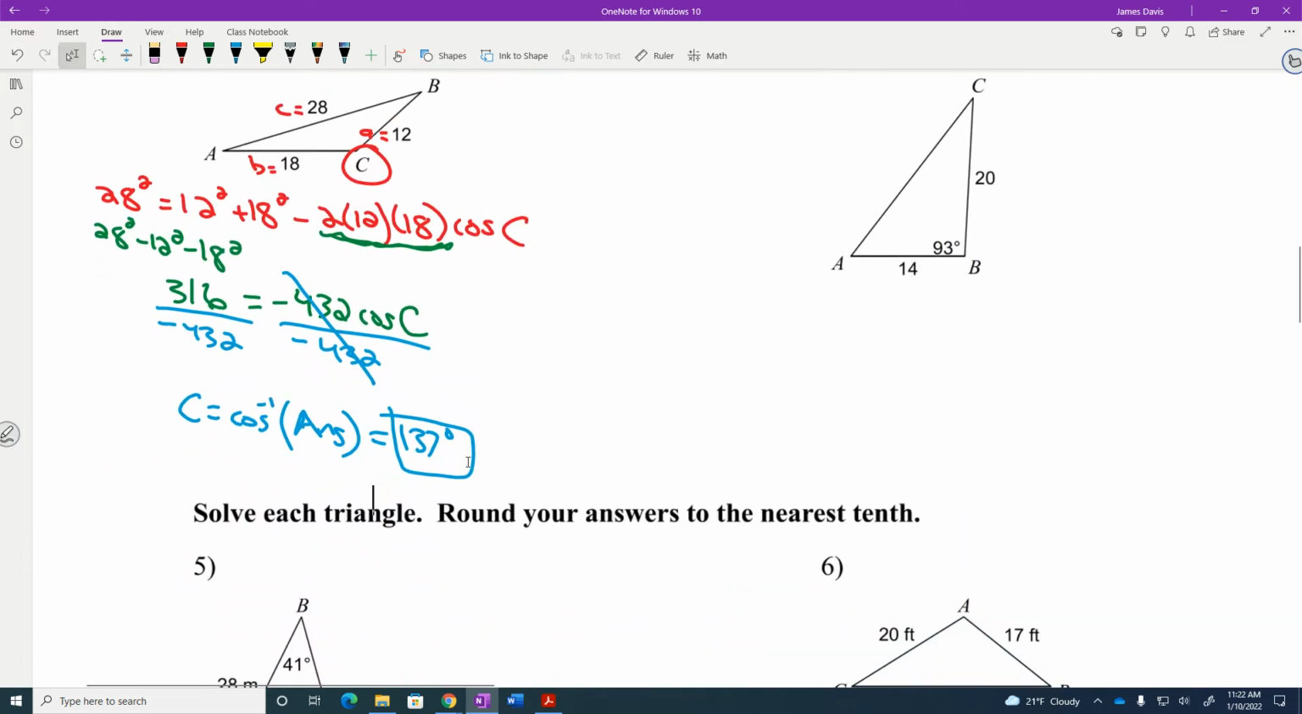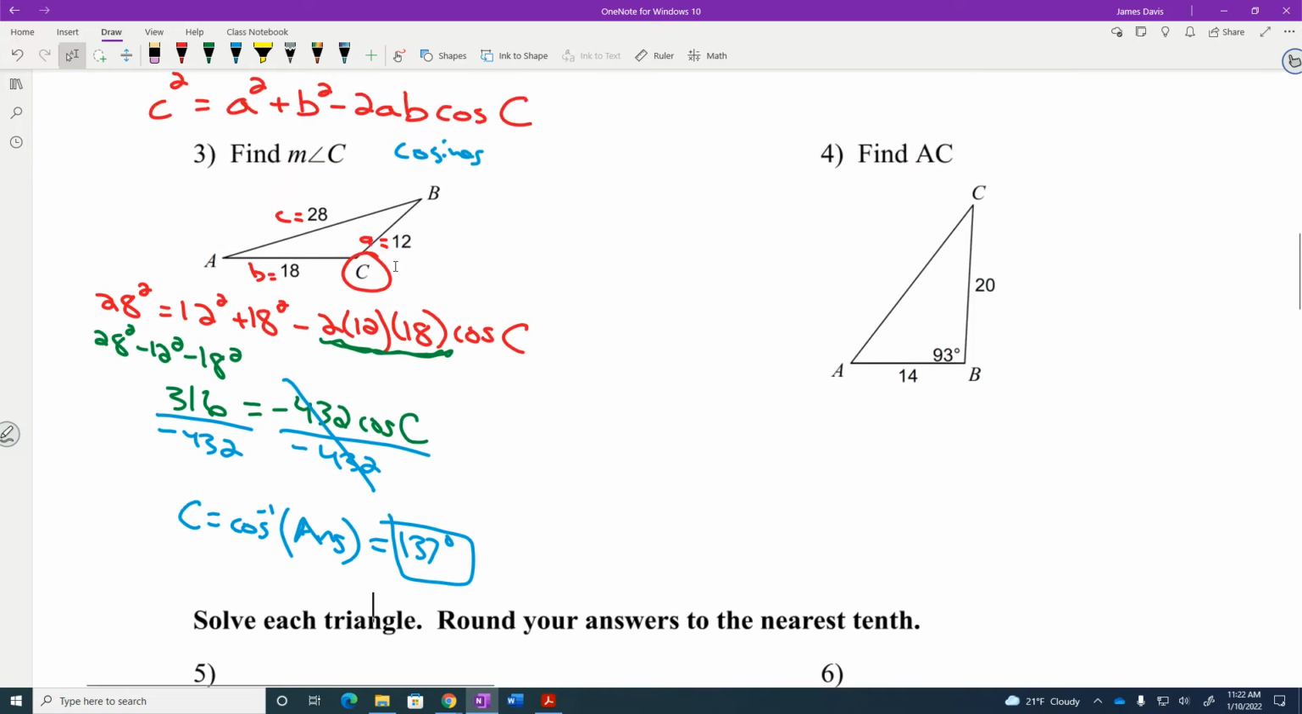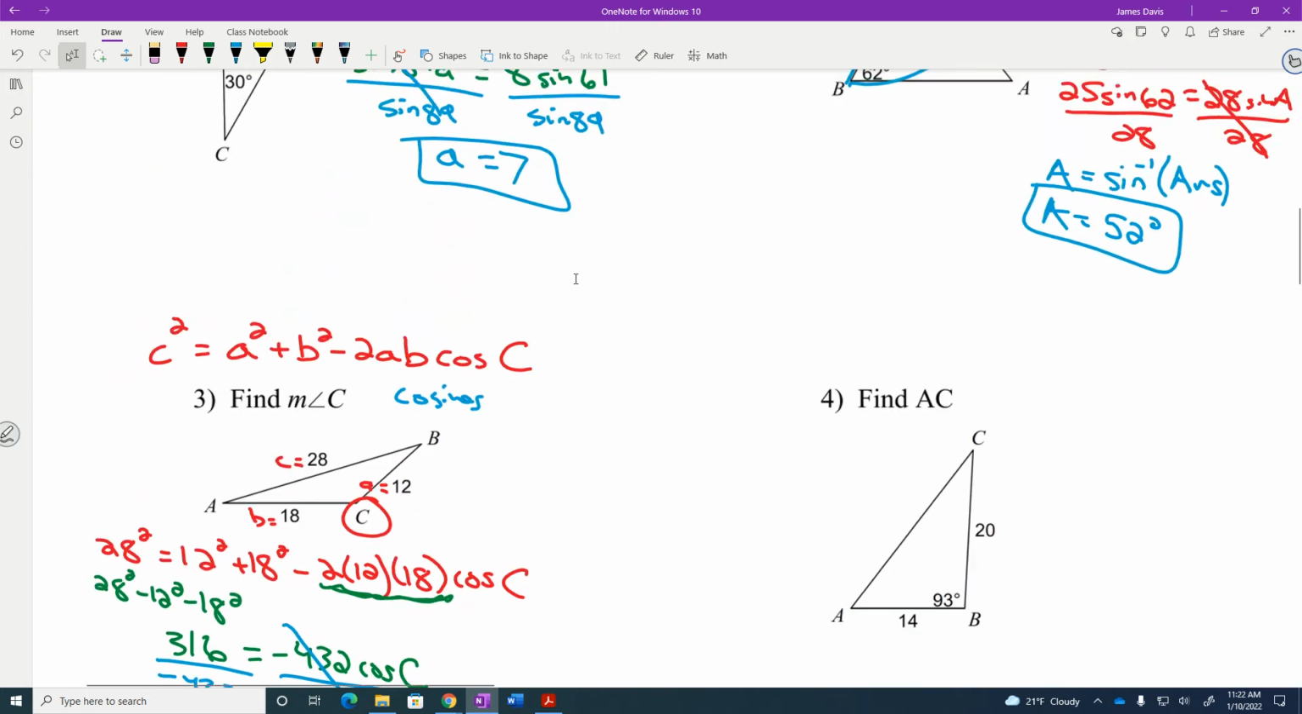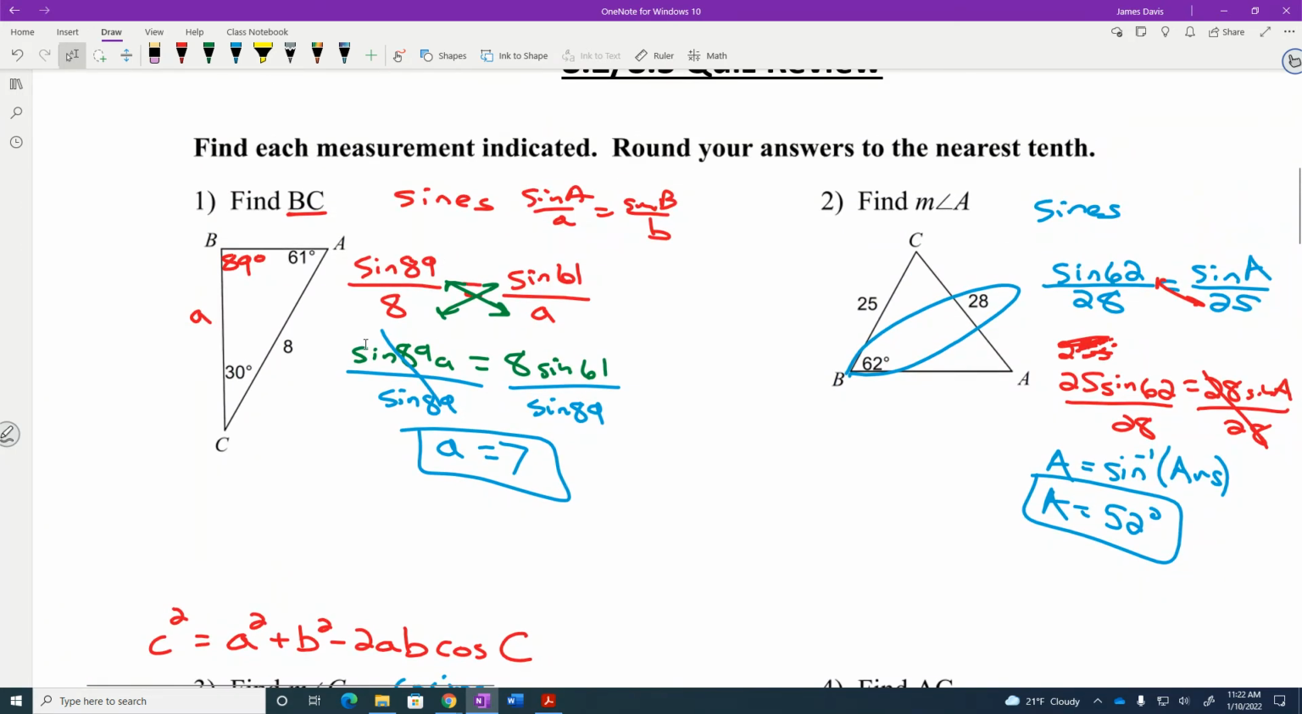Another thing to make sure you're doing is checking to make sure these make sense. So like this one, 137 for C, it seems reasonable. This is a really big angle and it's opposite of the biggest side, so it works. On these other ones, like this first one, we got 7. It was opposite of 61. This one, opposite of 89, was 8, so that seems reasonable. So just make sure they're matching up. Seems reasonable in comparison to the other side for the angles.